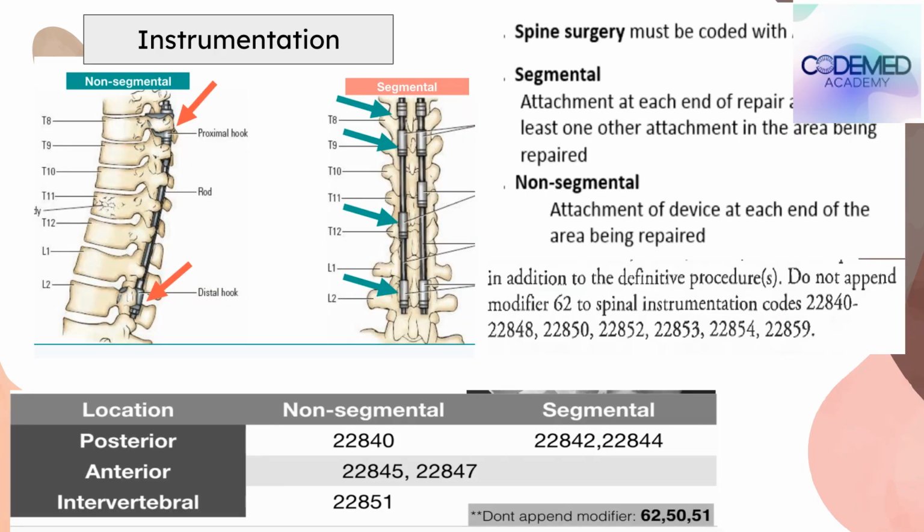Now let us understand what is spinal instrumentation. Spinal instrumentation is used during spine surgery. The goal is to stabilize the spine in order to prevent motion while fusion occurs between two or more vertebrae. And in that we have segmental and non-segmental. Segmental means we have a small segment, and it is attached at various levels, while the non-segmental has only two hooks, one at the proximal end and one at the distal end. And remember that we never use the modifier 62 on the instrumentation.